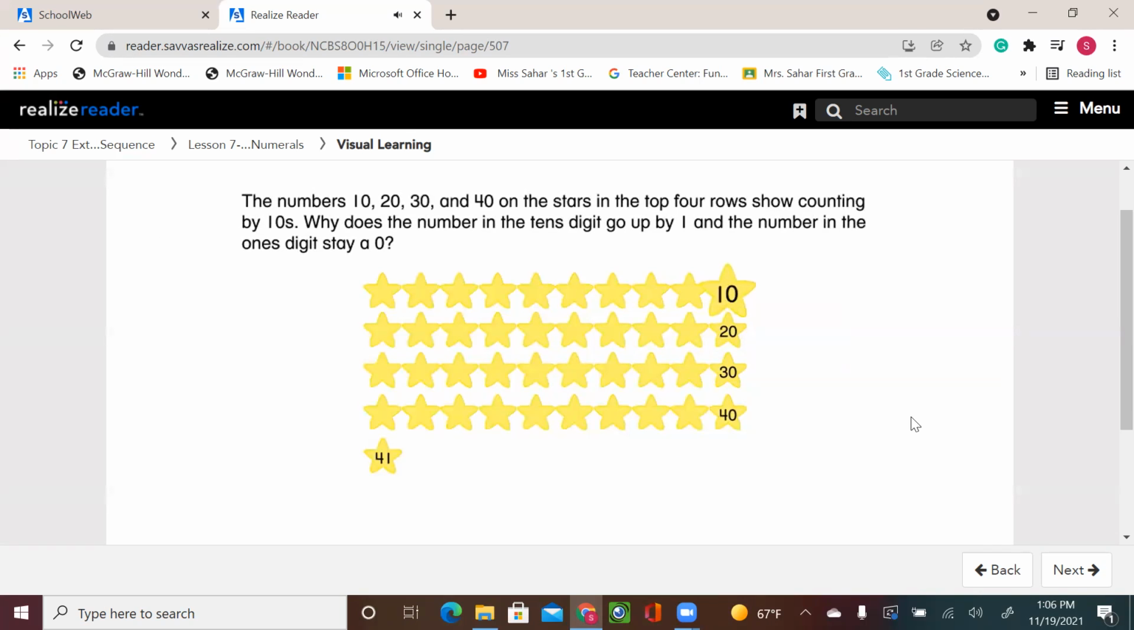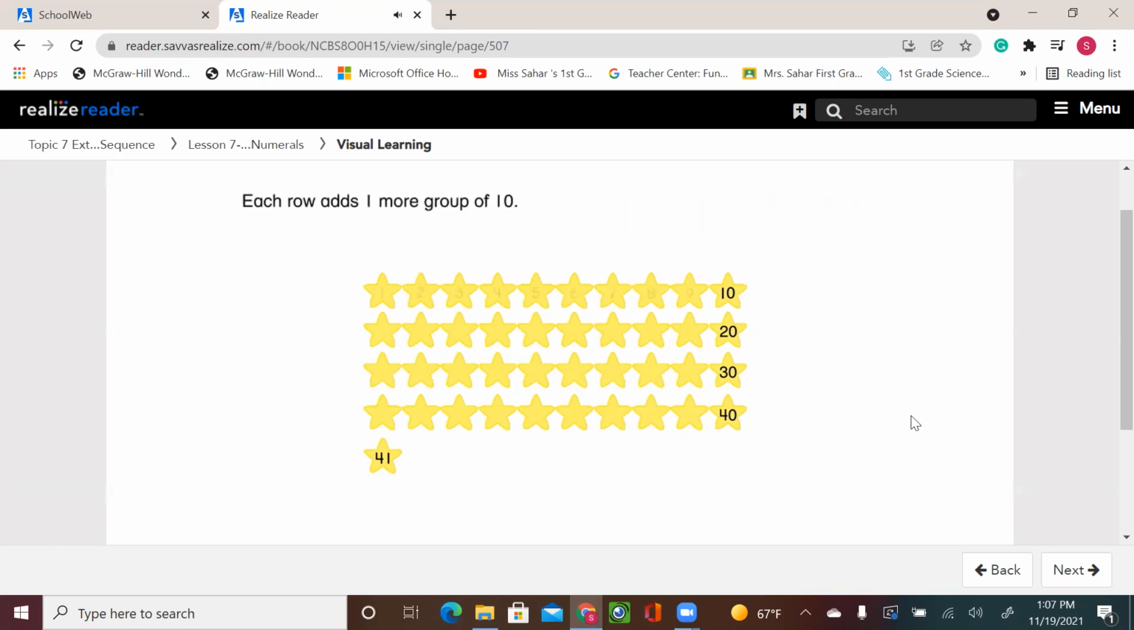The numbers 10, 20, 30, and 40 on the stars in the top 4 rows show counting by tens. Why does the number in the tens digit go up by 1 and the number in the ones digit stay a 0? Each row adds one more group of 10.